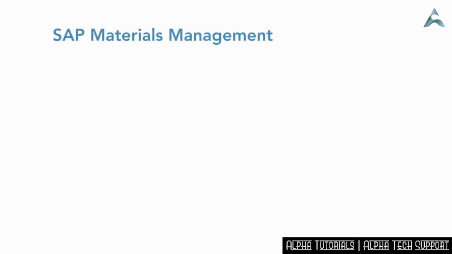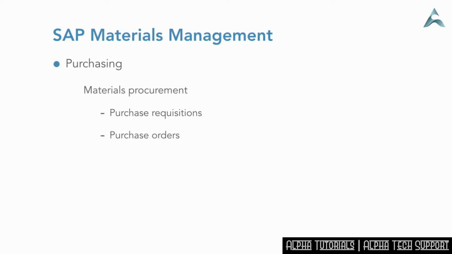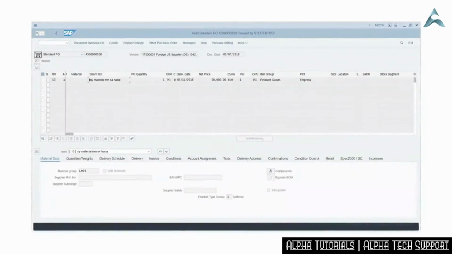The first major component of the MM module is purchasing. This includes procurement activities like purchase requisitions and purchase orders. Let's take a look at a purchase order in the system. This is a shot of a standard purchase order. We can see the vendor number and the date the order was created at the top. The grid below shows line items of what was ordered from the vendor, the delivery date, and the net price. In this case, it was one piece, it cost 50,000 euros, and it was delivered on May 11, 2018.